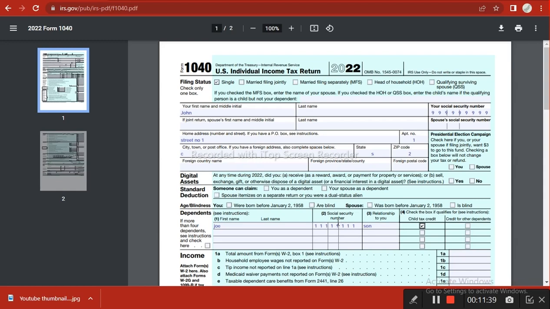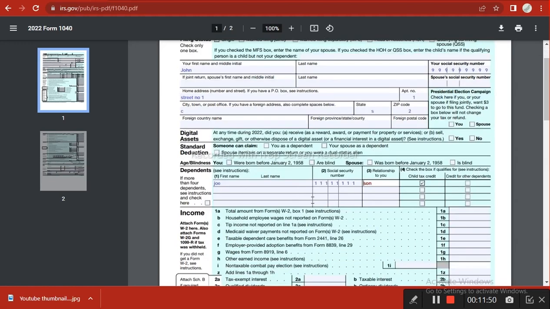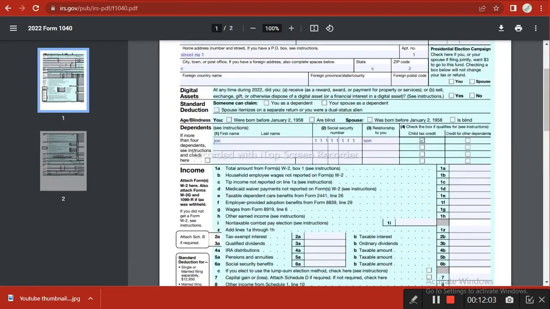Here it is, and other information such as relationship. So this is the relationship, his son, and their income. If they have income of more than 4,300 US dollars, you cannot claim them as a dependent. So you can claim your dependents on your tax return using Form 1040 or 1040A. Hope you are clear with dependents.